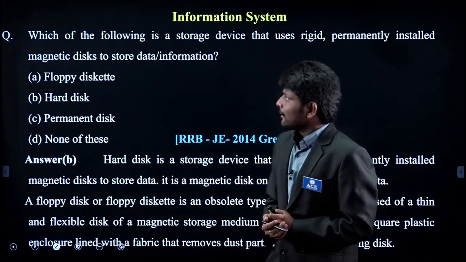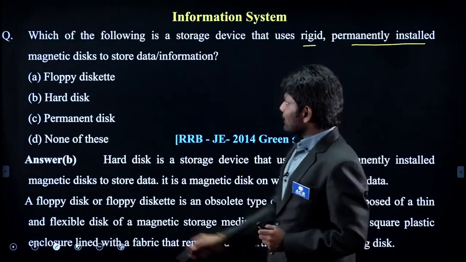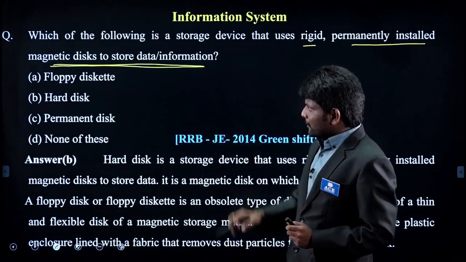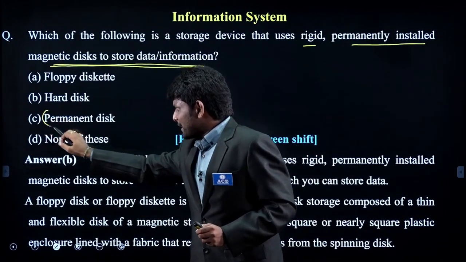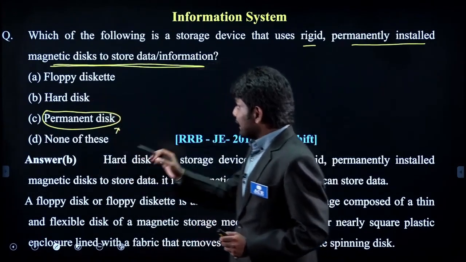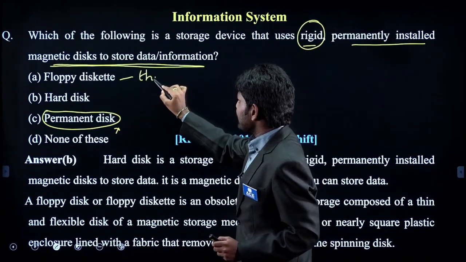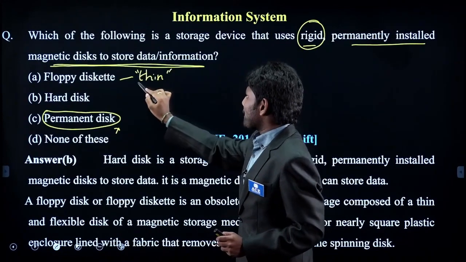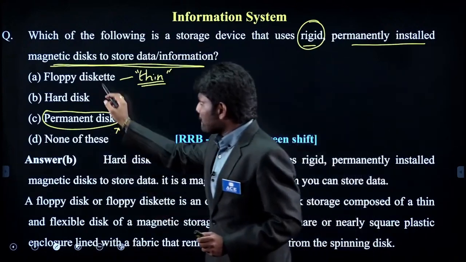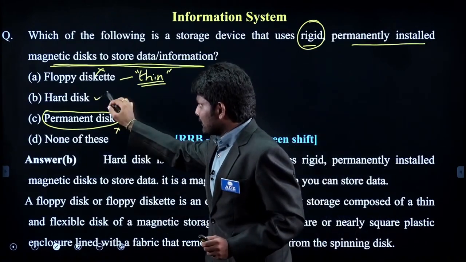Let us look at this question. Which of the following is a storage device that is a rigid, permanently installed magnetic disk to store data or information? Fine. If you observe, permanent disk is not a popular name at all. It doesn't have any specific meaning. You can ignore this option. Then, floppy disk. The floppy is a very thin disk; its physical feature is thin in nature. But what they are mentioning is rigid. Because of the word rigid, I am excluding the floppy diskette option. Now, what is the other option? Hard disk. This is the answer for this question.